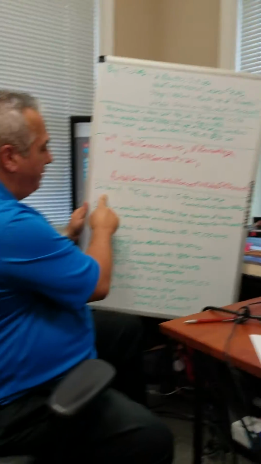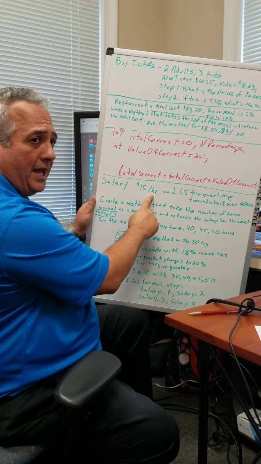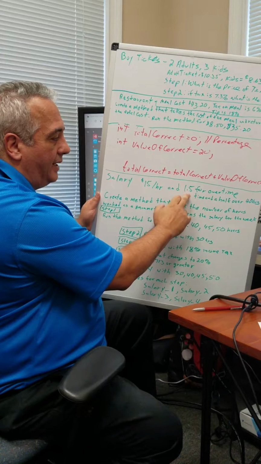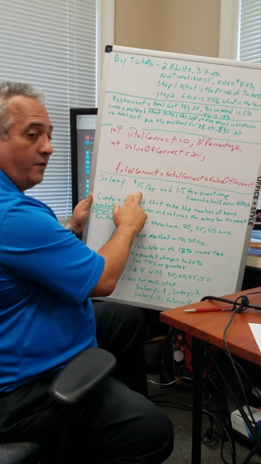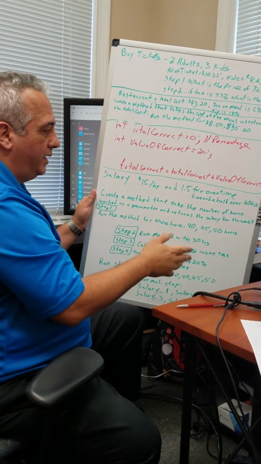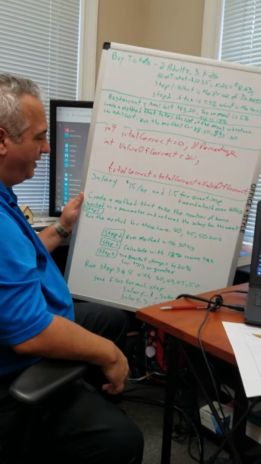People get paid a salary of $15 an hour. Normally, if you work more than 40 hours, you'll get paid time and a half. In other words, for the first 40 hours, you get paid $15 an hour, and anything over 40 is 15 times 1.5, whatever that is.